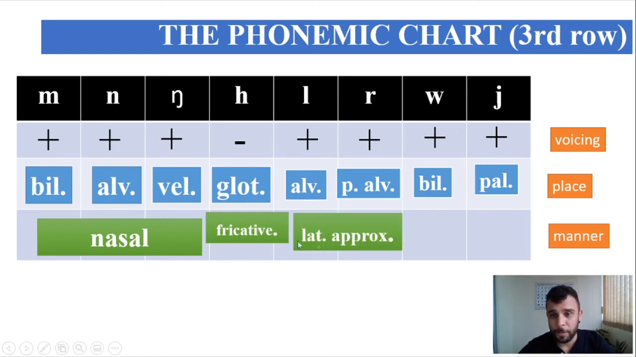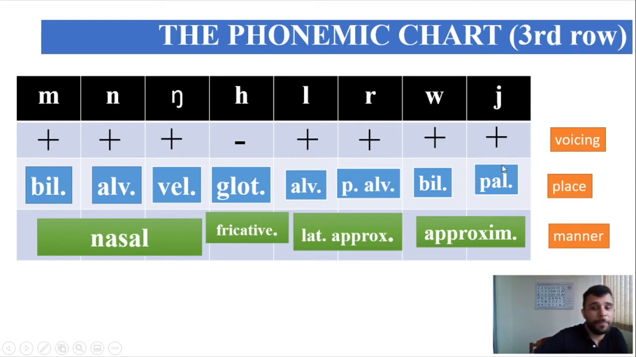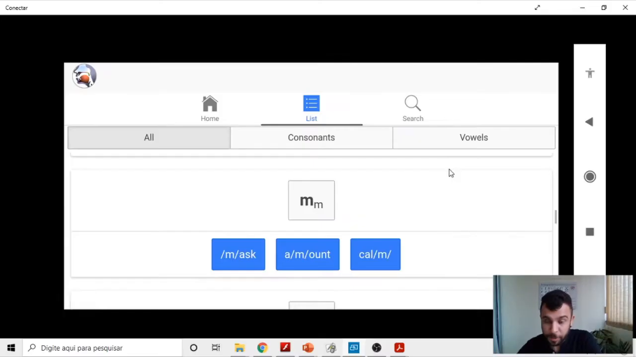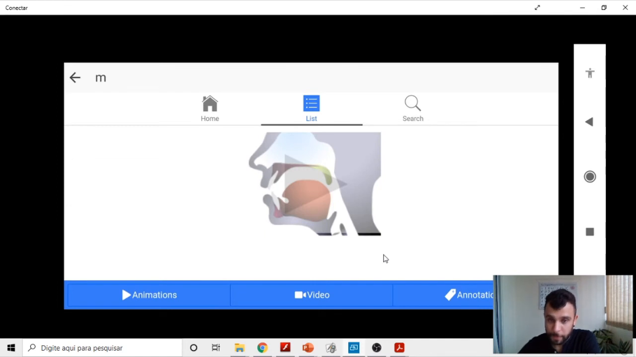We have the lateral approximants, and we have the approximant sounds. Let's take a look. Starting with the nasals, the m sound: mask, amount, calm, calm. All right, so this is a bilabial sound, so this is the place of articulation. Now let's check how it happens.